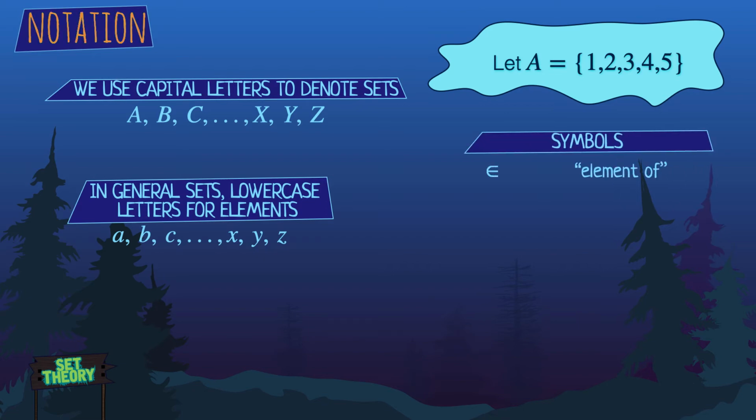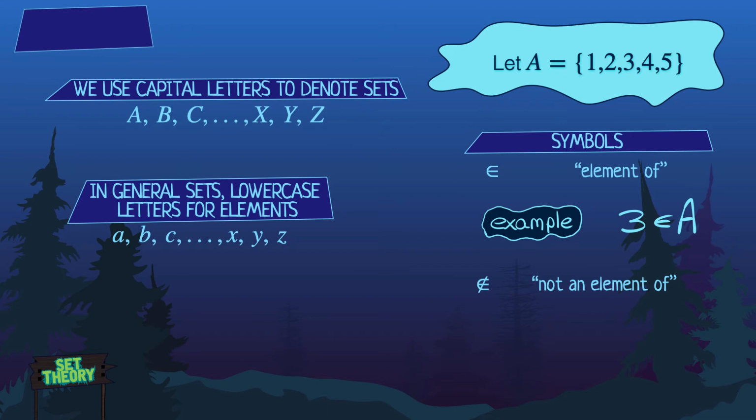example. So our symbols here, this little epsilon means element of. So for example, we could say 3 is an element of A. And if we cross that thing out, it means not an element of. So we know 8's not inside of set A, so we could say 8 is not an element of A.